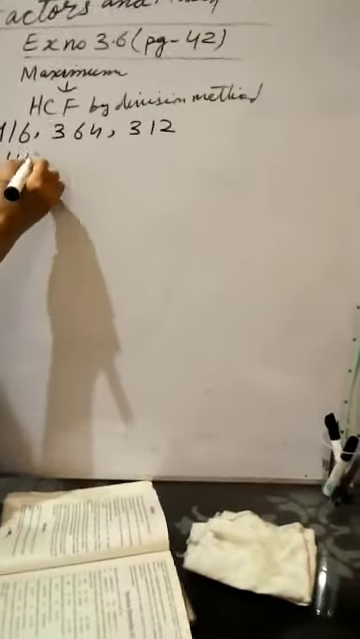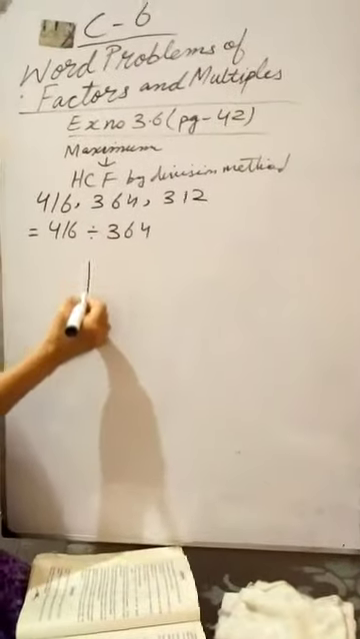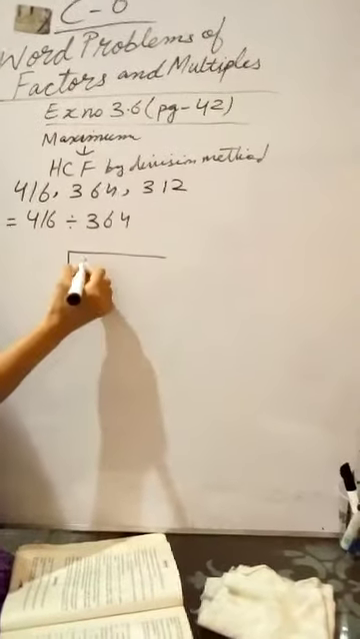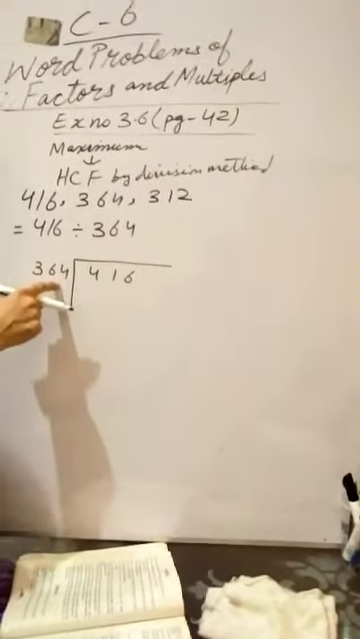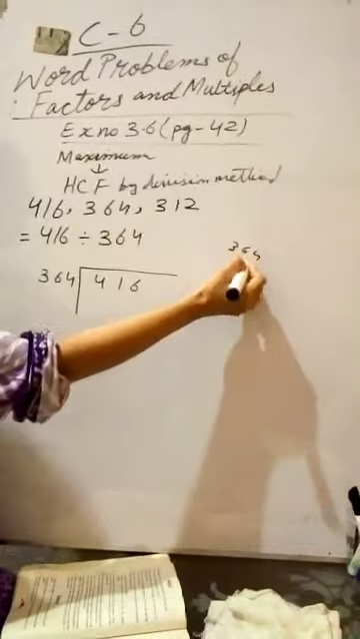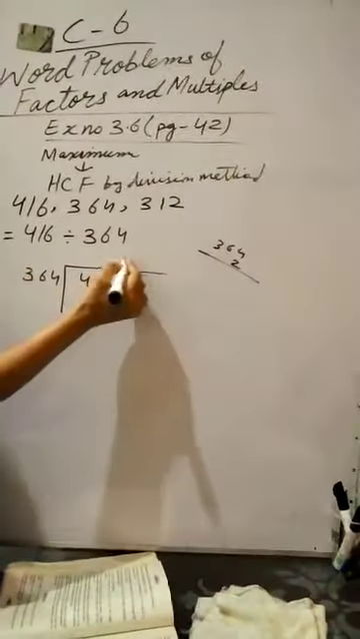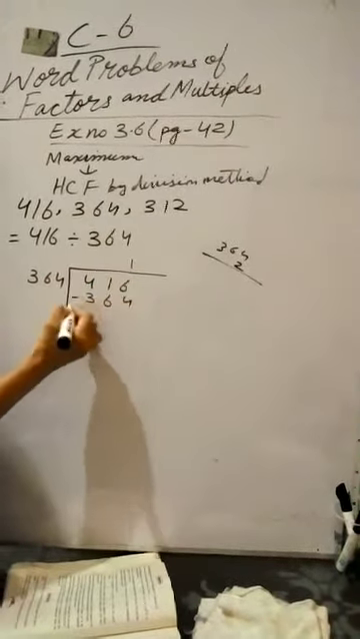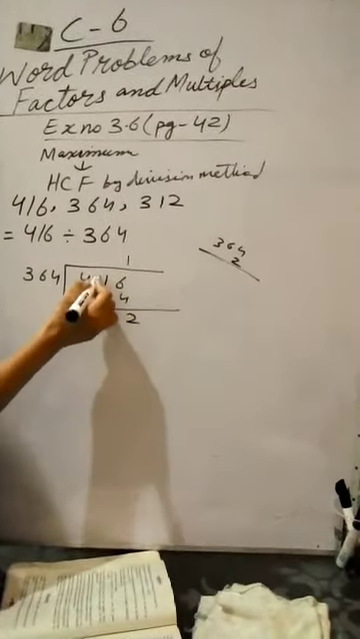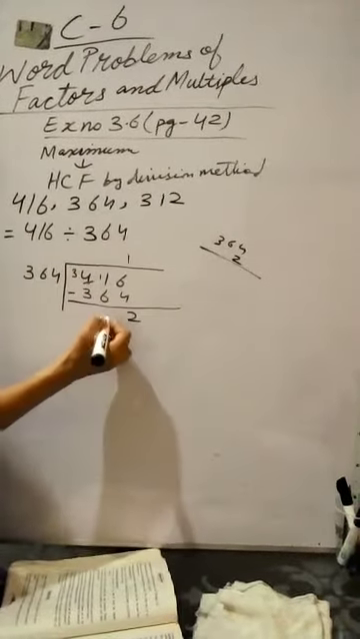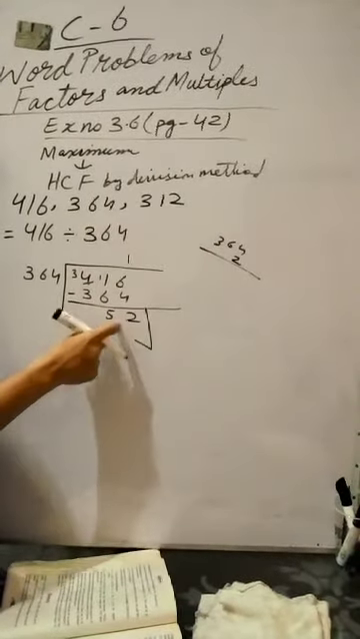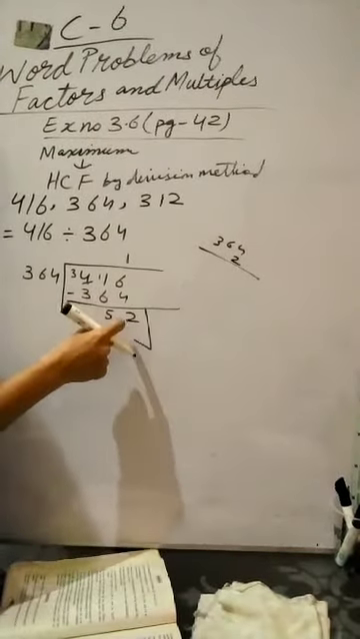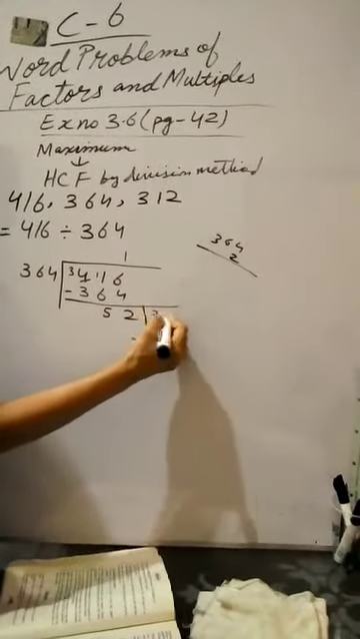The bigger value is 416, divided by 364. Now you need to divide. Draw the bracket, dividend inside and divisor outside. So 364 multiplied by 1 is the closest, so we take 1. 416 minus 364: 6 minus 4 is 2. Borrow from this because 1 minus 6 is not possible. 11 minus 6 is 5. Now the remainder will become the divisor and the previous divisor will become the dividend.